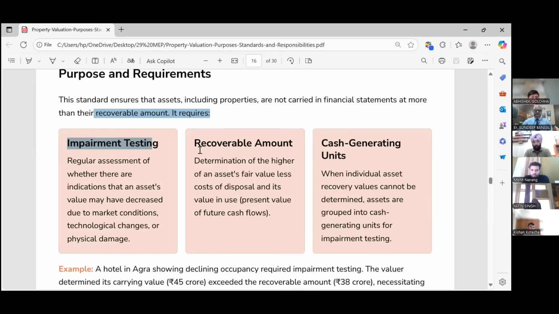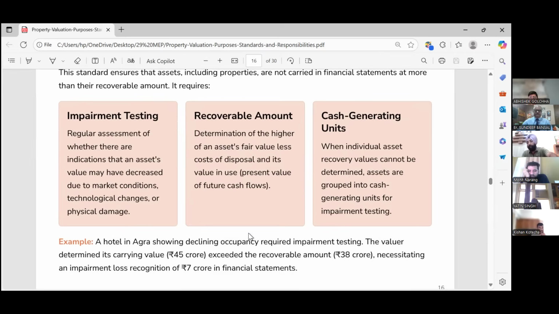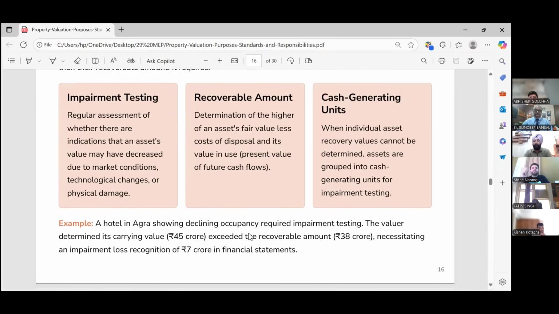And then your final aim is to determine the higher of the asset's fair value less cost of disposal, and its value in use, the present value of future cash flows. This is what you have to find out: the recoverable amount. What amount can be recovered by selling or disposing of this asset? And for cash generating units, when the individual asset's recoverable value cannot be determined, then assets are grouped in cash generating units for impairment testing.